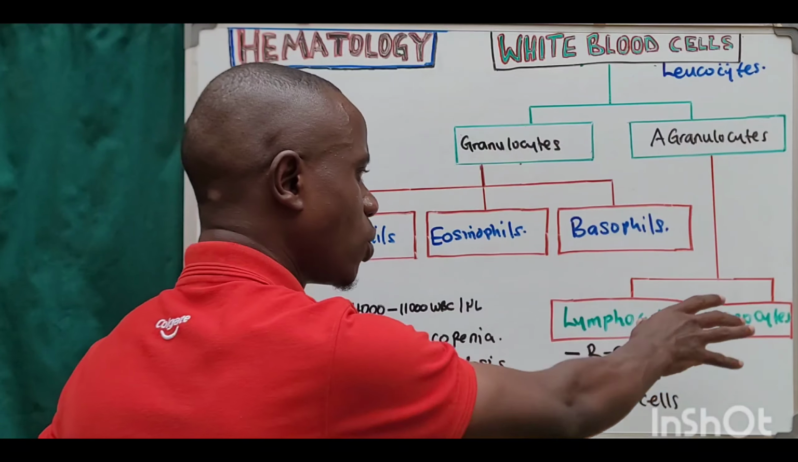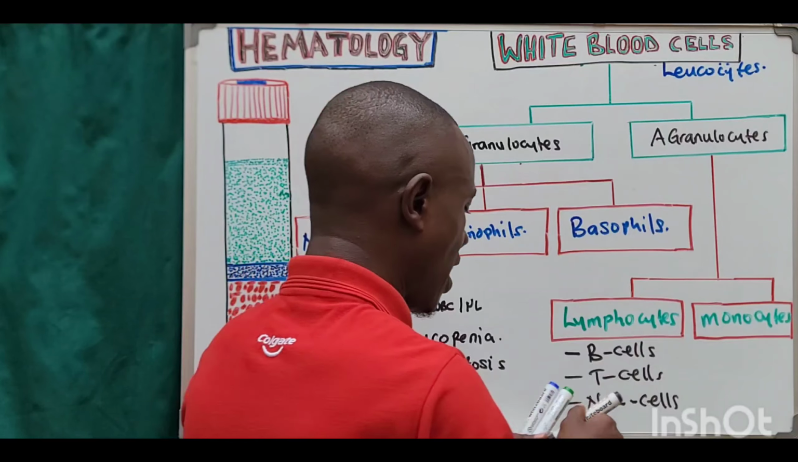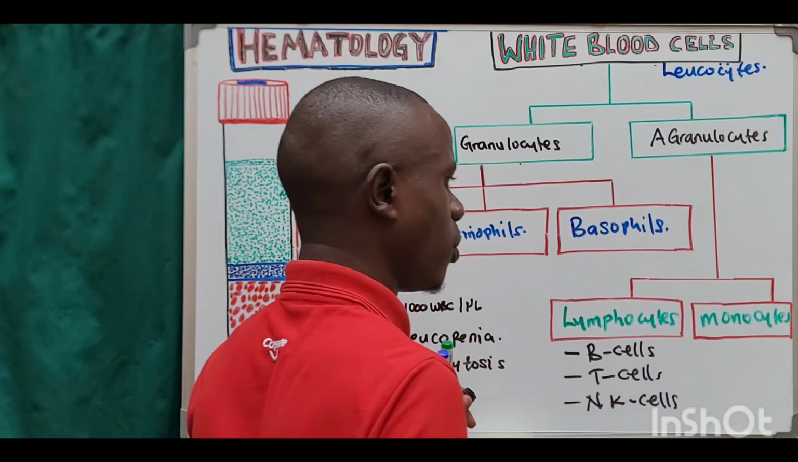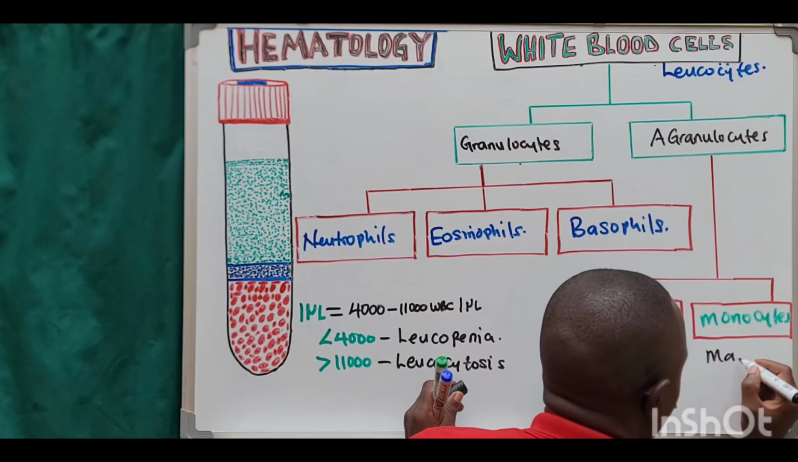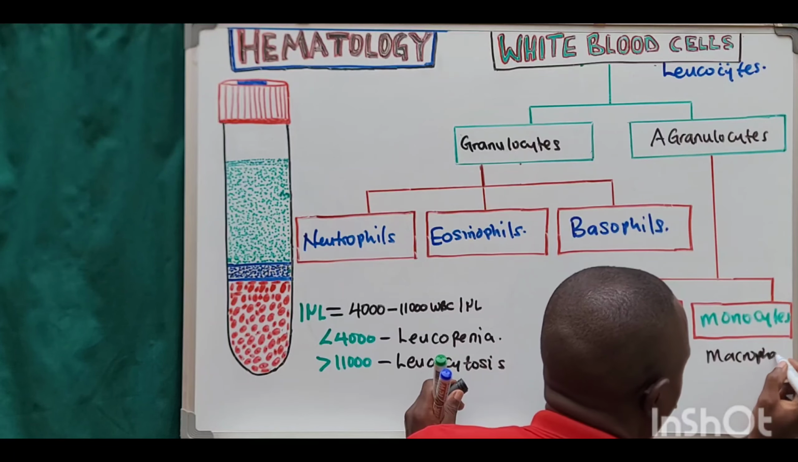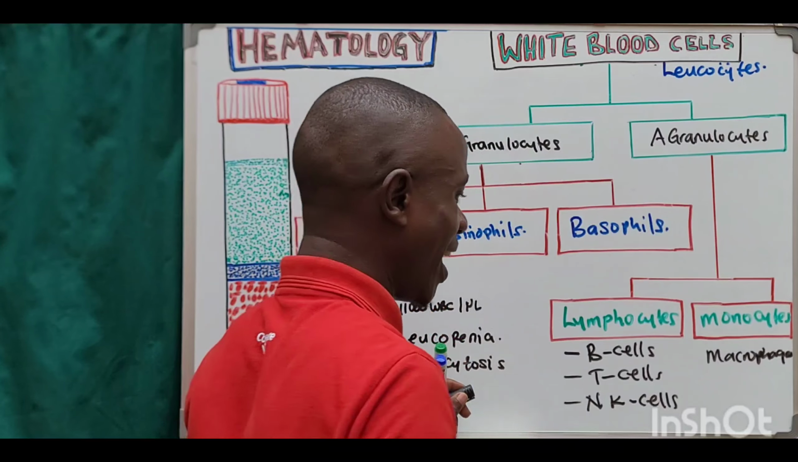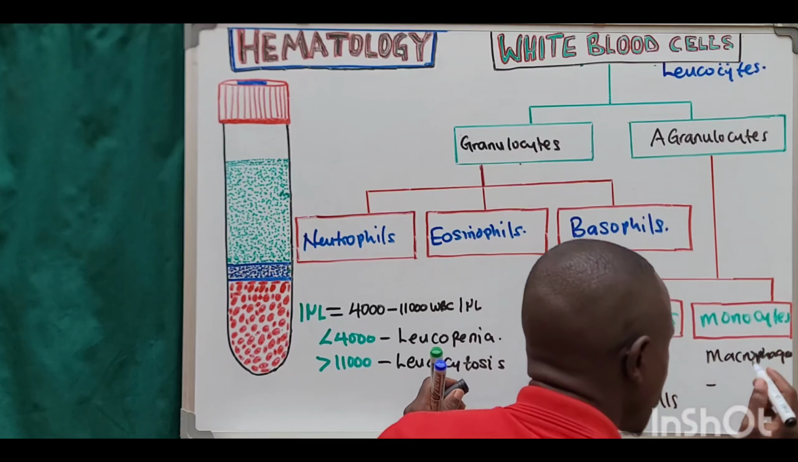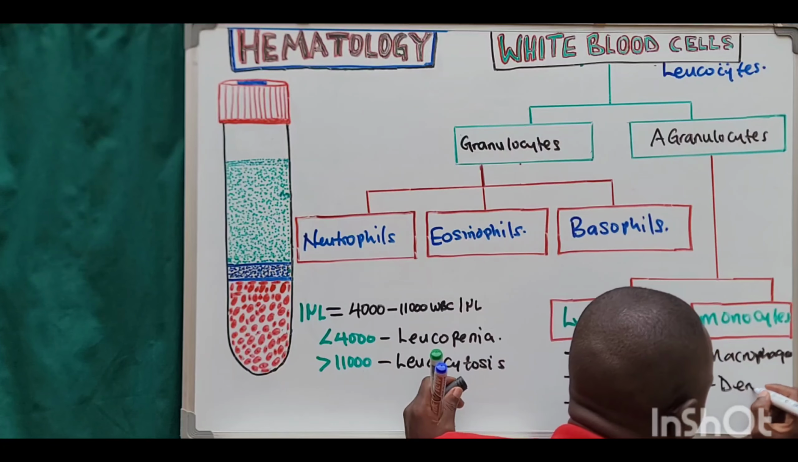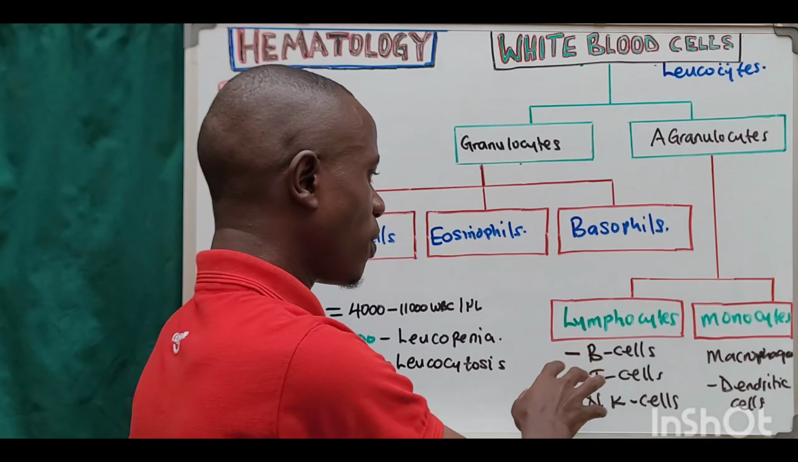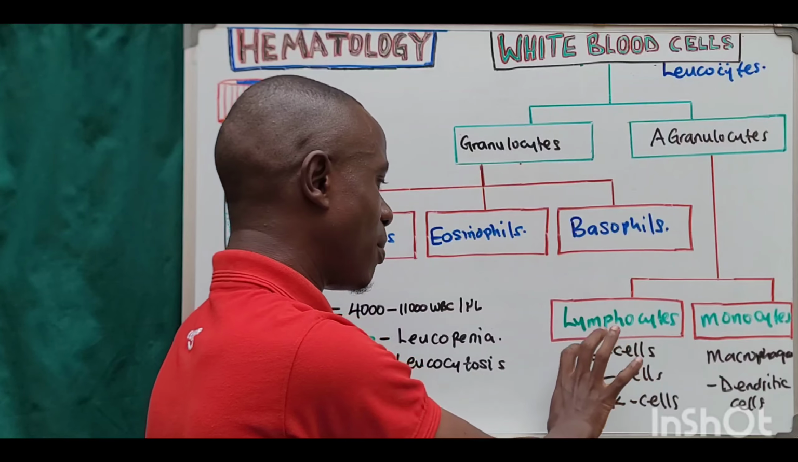And of course, when we talk about the monocytes, we're also going to have a category of them. Whenever these monocytes move out of the blood, they get baptized with the name macrophages. And also, some of the monocytes differentiate into what we call the dendritic cells.